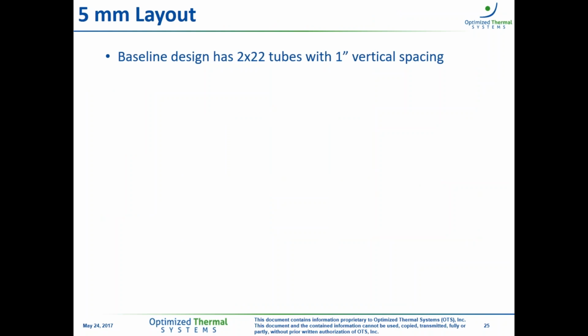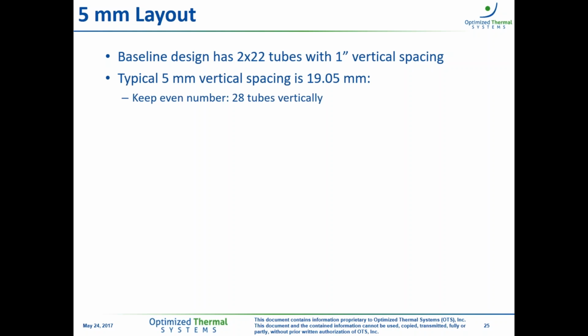So as just a very simple first step, we need to first lay out an example heat exchanger that could replace this 3/8-inch tube heat exchanger. We know the baseline has 2 by 22 tubes and the vertical spacing is about 1 inch. But with a 5 millimeter design, a typical vertical spacing might be more like 19 millimeters. So we can fit, I think, a little more than 29 tubes vertically in that same space. We'll select 28 tubes because that gives us an even number, which is helpful for circuiting.